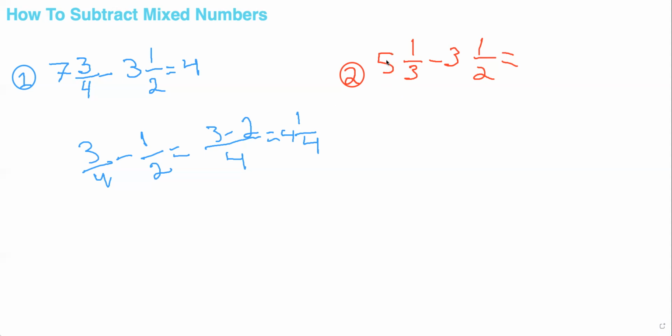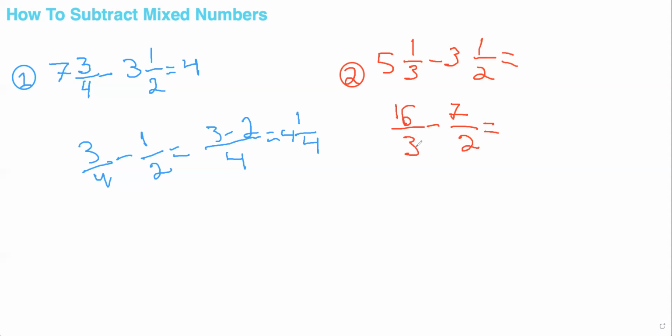So 5 times 3 will give you 15, plus 1 will give you 16. Then you want to keep the bottom the same. And then 3 times 2 will give you 6, plus 1 will give you 7. 7 over 2.